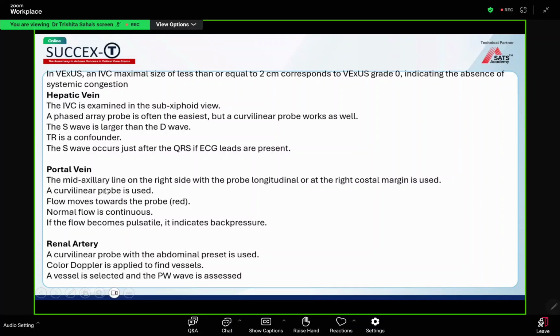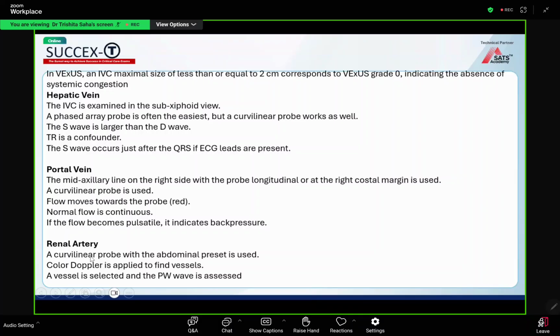Then for the portal vein, the mid-axillary line on the right side with the probe longitudinal, or at the right costal margin, is used. A curvilinear probe is used. The flow moving towards the probe is red. Normal flow is continuous. If the flow becomes pulsatile, it indicates back pressure.